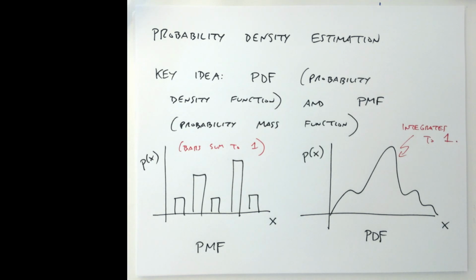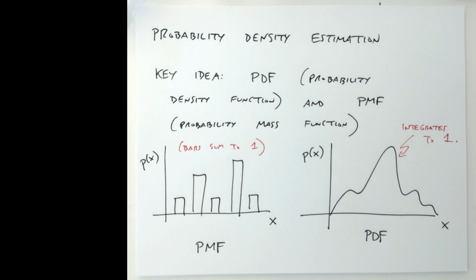So a PMF is actually a special case of a PDF, and that's sometimes why, for you mathematical people, I draw out delta functions, because the idea is that those delta functions are accumulating probability as I integrate across them. So in general, a PDF is a function that is non-negative and integrates to 1.